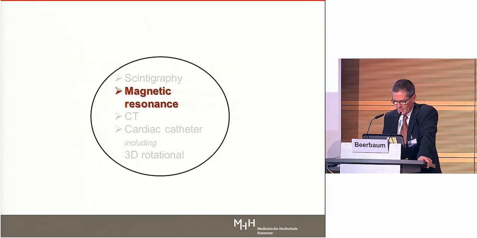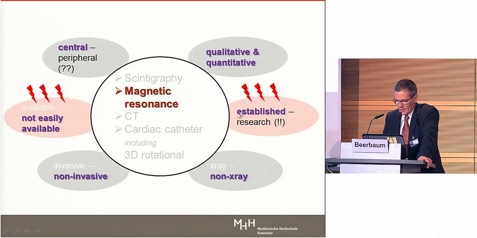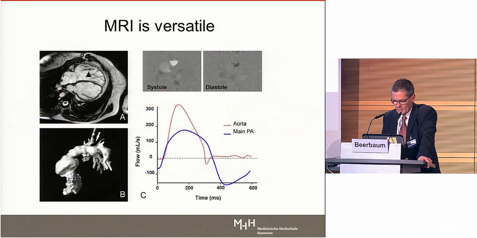Moving on to magnetic resonance imaging. Well, that's a technique which is very versatile, so it's a bit difficult to decide if it's central or peripheral. It certainly has qualitative aspects, but also quantitative if it comes to MR flow. It's fairly established, but there's a lot of research still going on, further improving the methodology. Fortunately, it's non-X-ray and mostly non-invasive if you don't combine it with catheter techniques. Unfortunately, it's not very well available in some centers, and that's still a drawback of that technique that we need to recognize in our clinical practice.